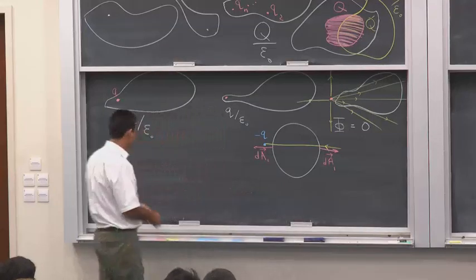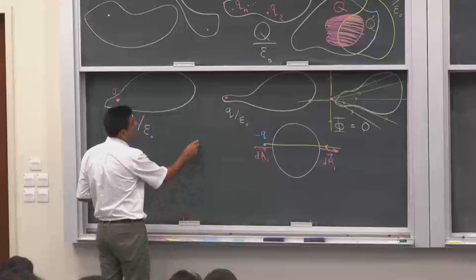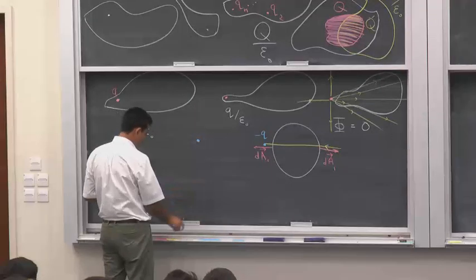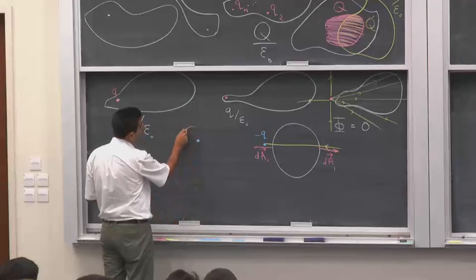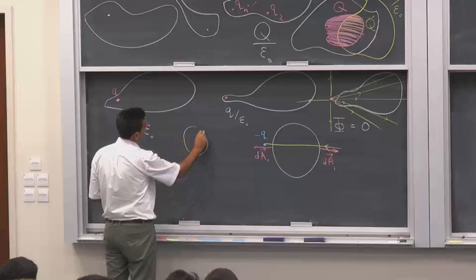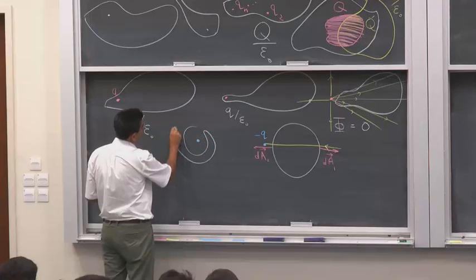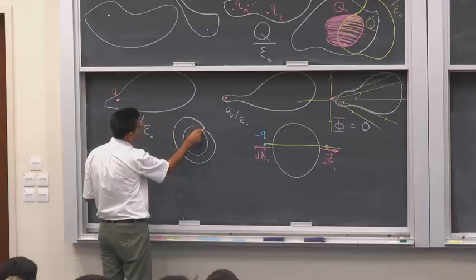Okay? So if I have a charge and my surface is a closed surface in the shape of a boomerang, like this.